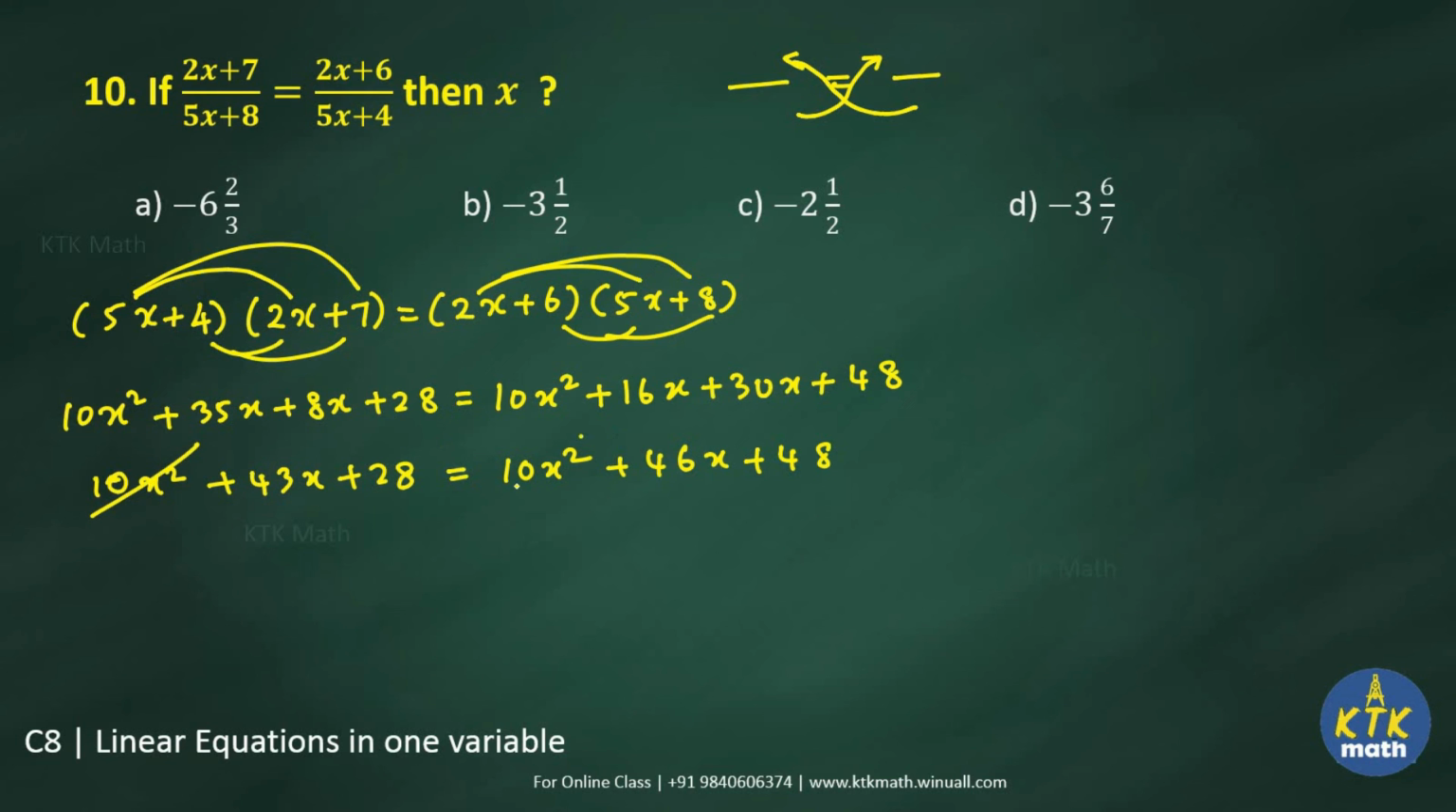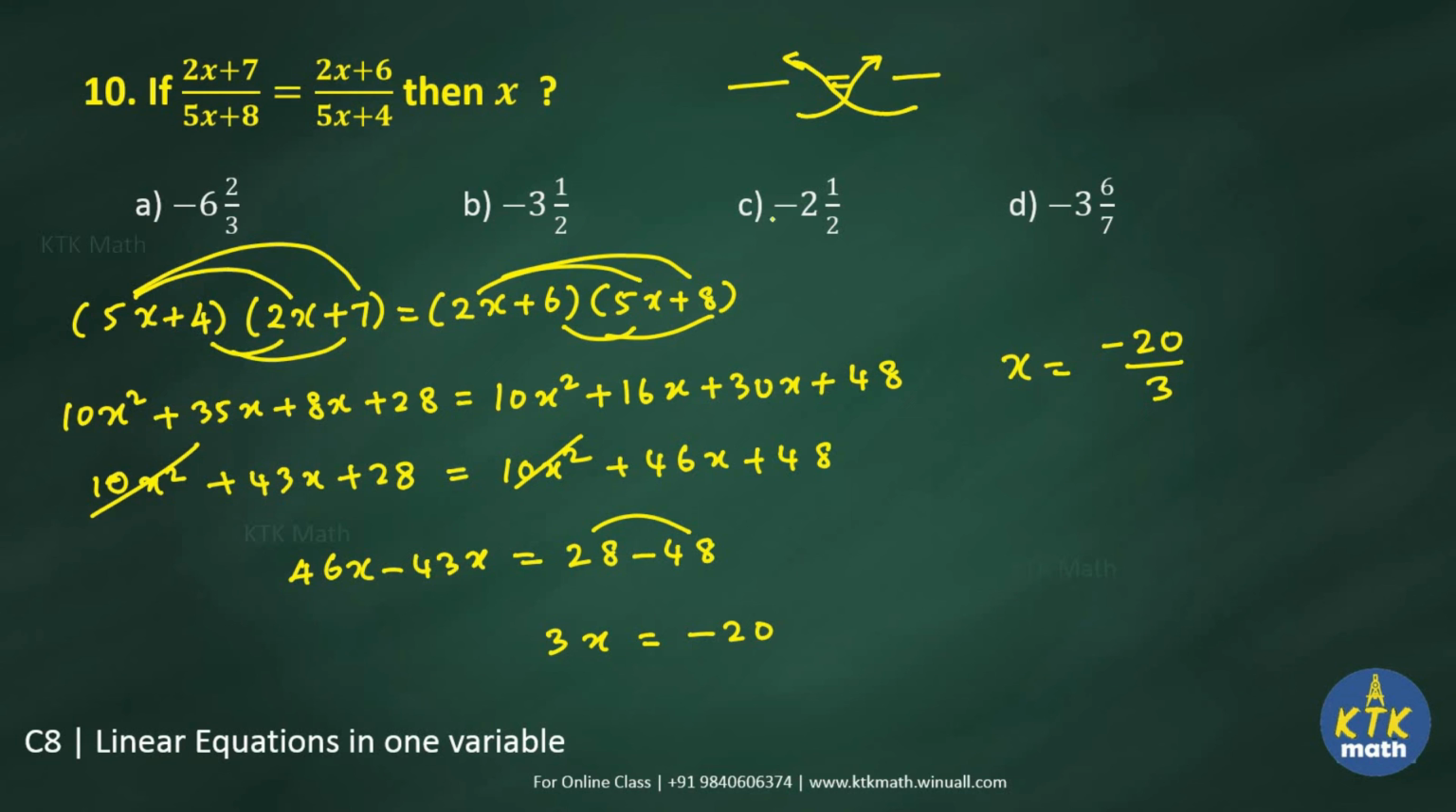So 10x square cancels. So just bring the terms on one side. 46x minus 43x gives you, I am moving this 43x to the opposite side. In the same way here you will get 28 minus 48. So you are arriving at 3x is equal to negative 20, right? 28 minus 48 is negative 20, 46 minus 43 is 3x. Which implies x is equal to negative 20 over 3.